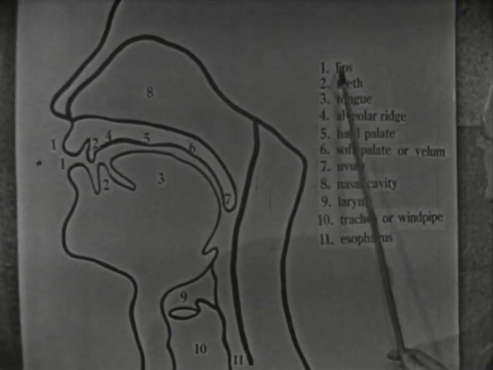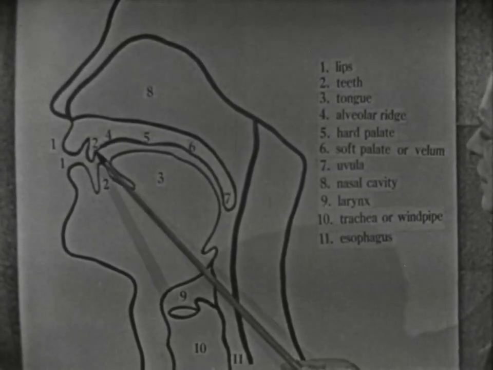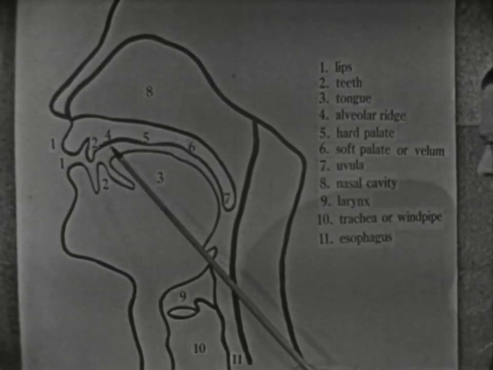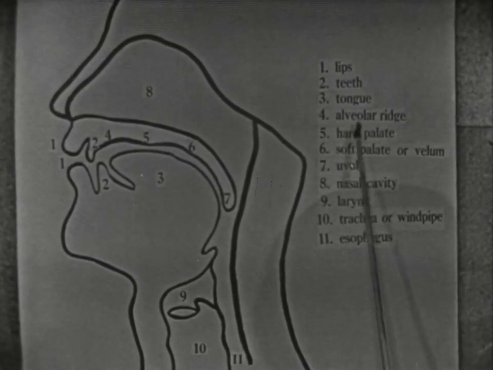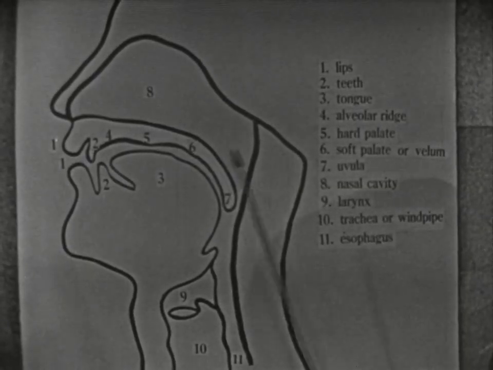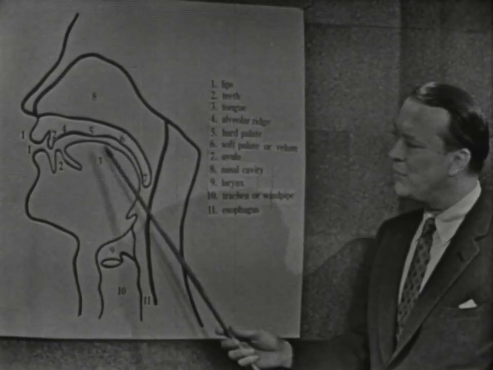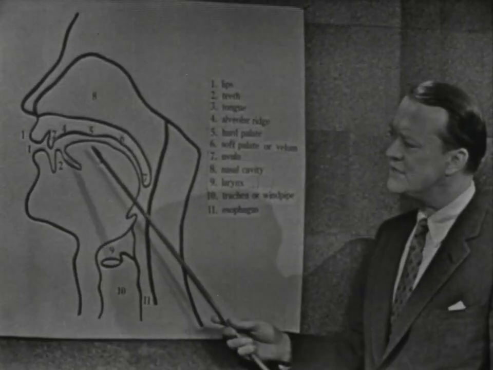Here are the two lips, very important in the making of speech sounds. Here are the teeth. Here behind the teeth is a little ridge of bone that is called the alveolar ridge. Don't worry about these technical terms. They just will help me get through this kind of classification. I want to show you, we're just making a rough physiological classification.